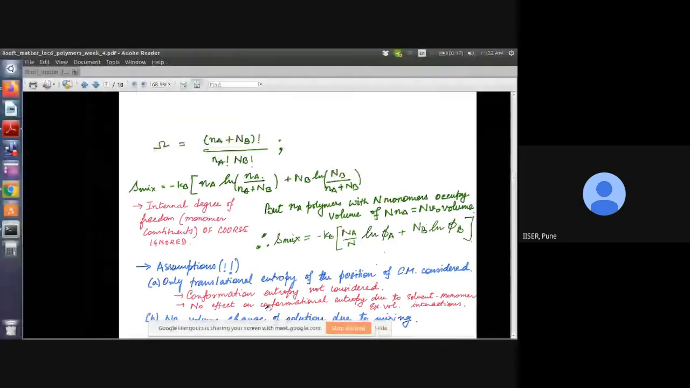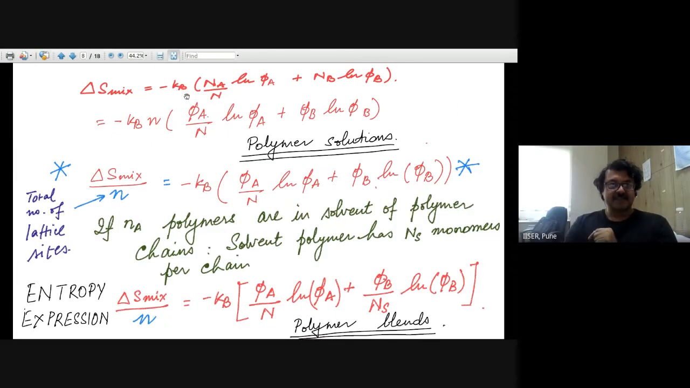Now let's go further ahead. The entropy of mixing is minus Kb times Na, the total number of A particles, by N, so this quantity is the number of polymers times ln phi A plus Nb times ln phi B. Replacing Na in terms of N into phi A, this can be written as Kb n phi A by N ln phi A plus phi B ln phi B. This is a polymer solution, because you have long chain molecules of A with n monomers per chain, but you're considering an atomistic solvent.